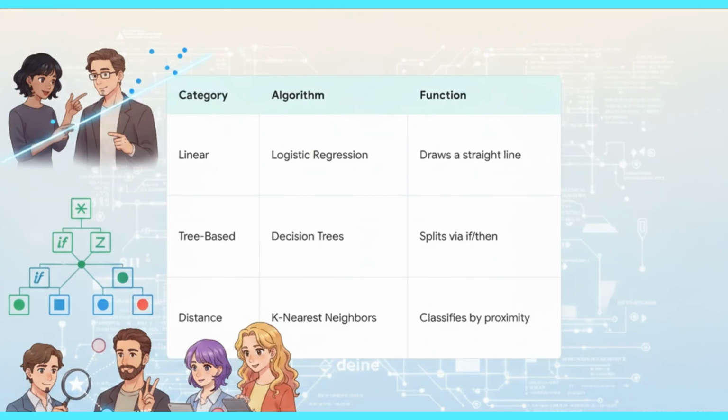So, what tools actually build this engine? We generally rely on 3 main types. First up, linear models, like logistic regression. These literally draw a straight line or a plane right through the data to separate it. Second, tree-based models, like decision trees. Imagine a massive flowchart splitting your data step by step using simple if-then rules. And third, distance-based models, like k-nearest neighbors. This classifies unknown data simply by looking at how close it sits to known points. It's essentially saying, tell me who your neighbors are and I'll tell you exactly who you are.